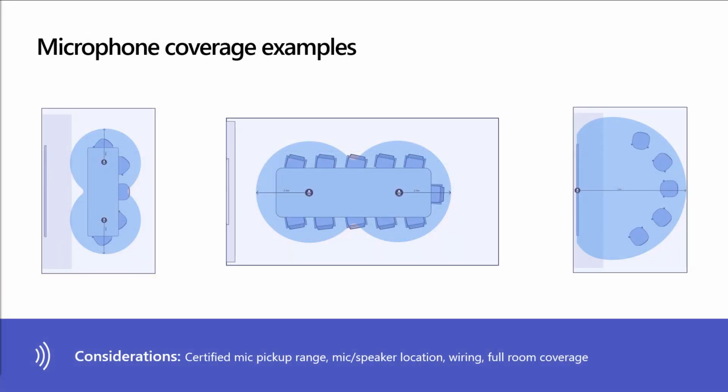Here are two examples where coverage may not be very good. This user is already outside the optimal zone for the microphones. Now, if they were to lean back or even stand up, they'd clearly be in a bad area. Same goes with these two. So work with your vendors to make sure you get the correct microphones and place them appropriately.